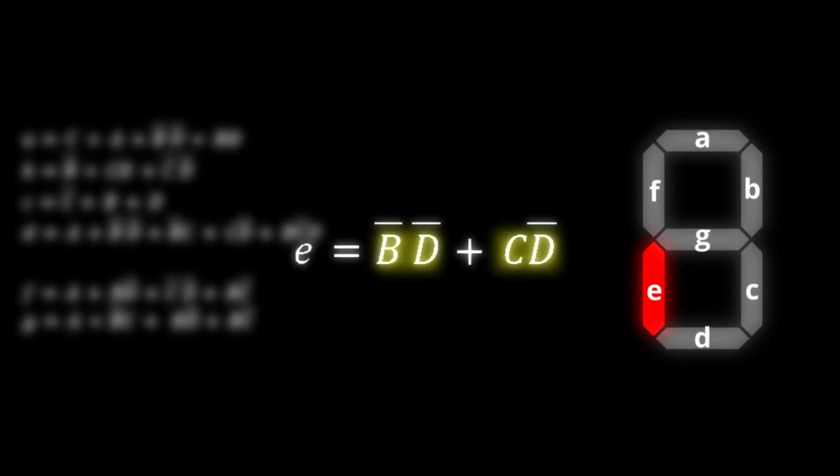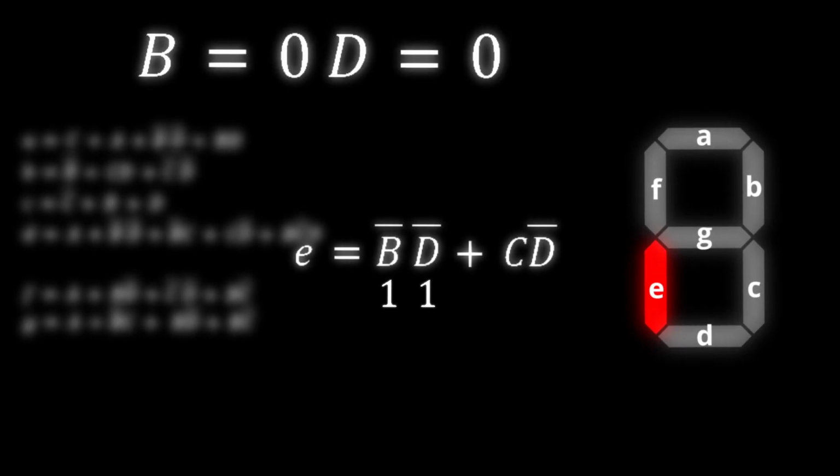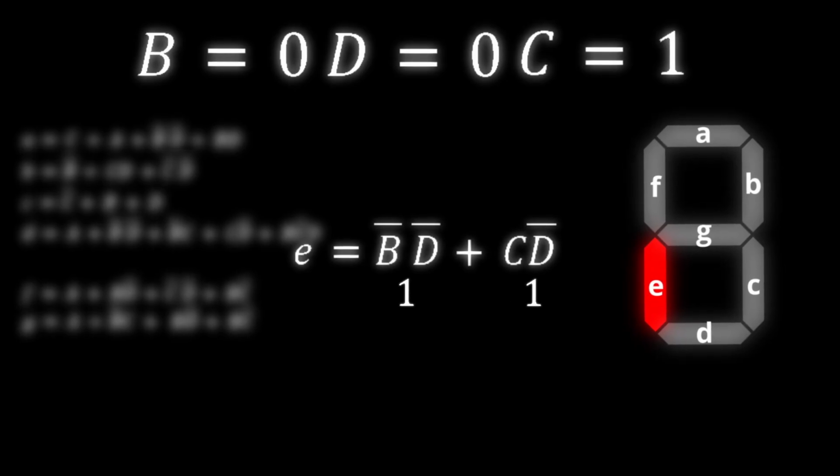Letters combined together are ANDs, so for example E, this means that when the inputs B equals 0 and D equals 0, then B bar D bar equals 1, or C equals 1 and D equals 0, then C D bar equals 1. Hence, E is equal to 1.